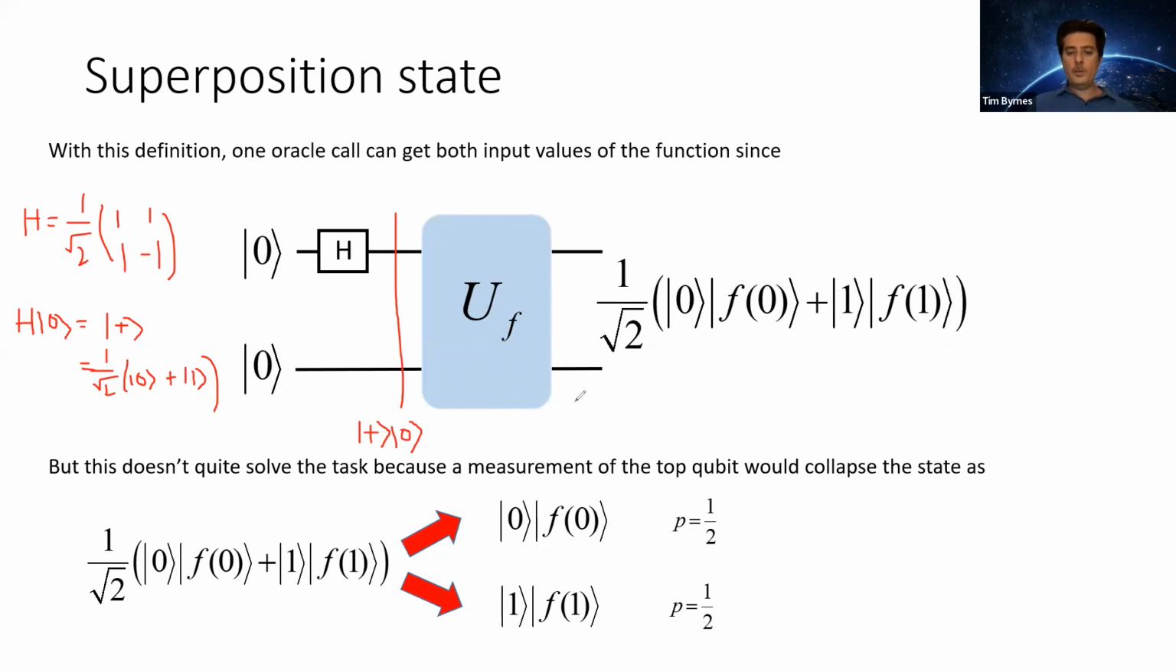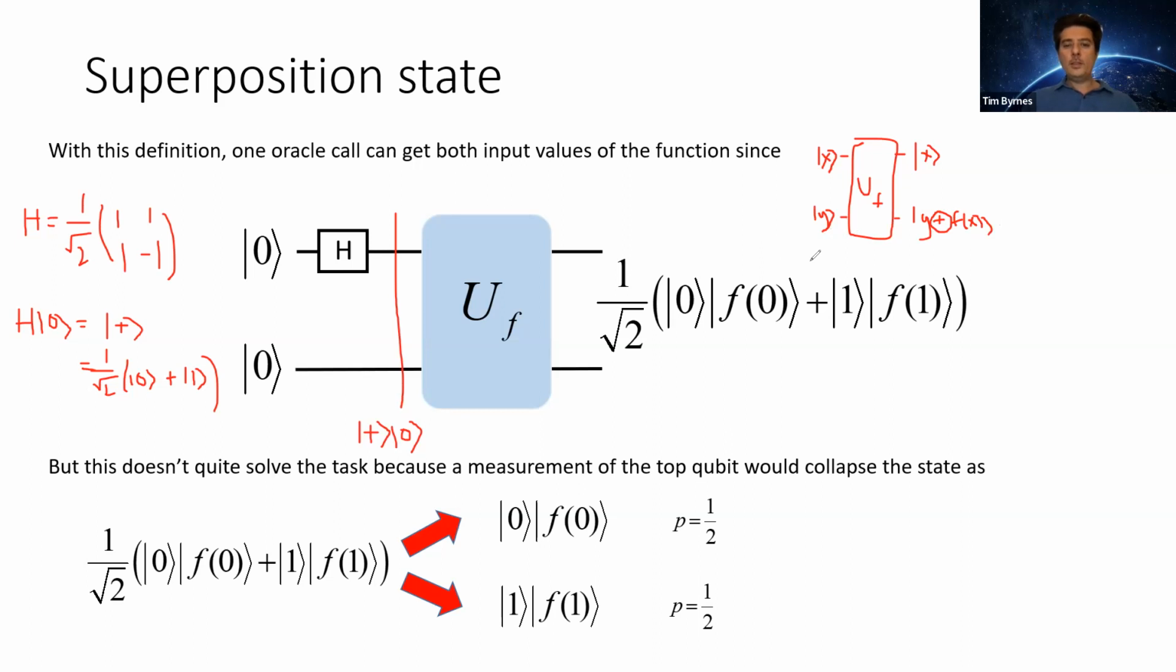Now, let's try and work out what's going to happen to this. Remember the way that this oracle works, maybe I'll just redraw it here. The way this oracle works is that if you input some state x, y, so remember these are just binary inputs, x and y, this will output x, and then y plus f of x modulo 2, where f of x is one of these 4 functions. You don't know which one it is, but you know it's one of the 4.